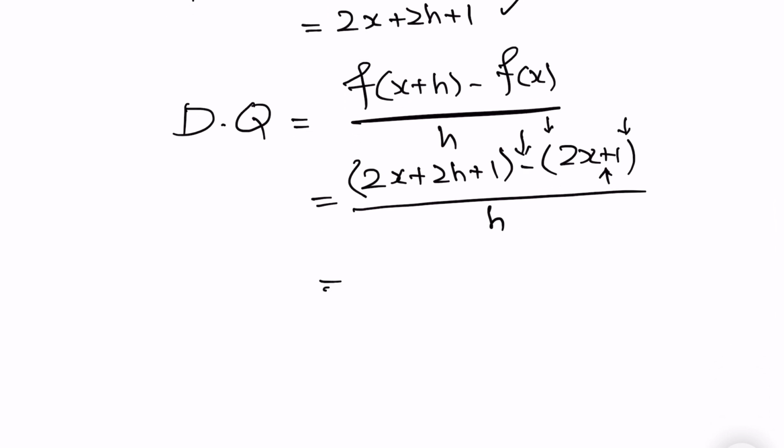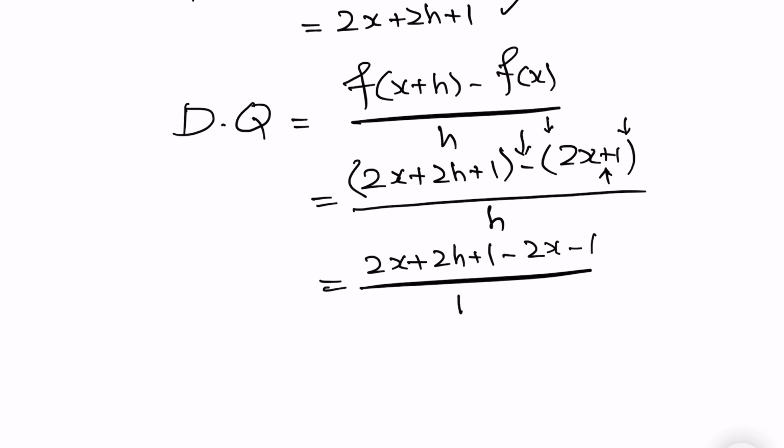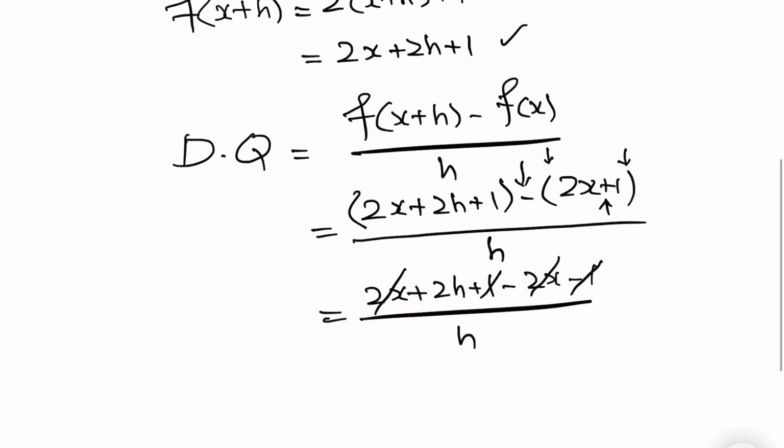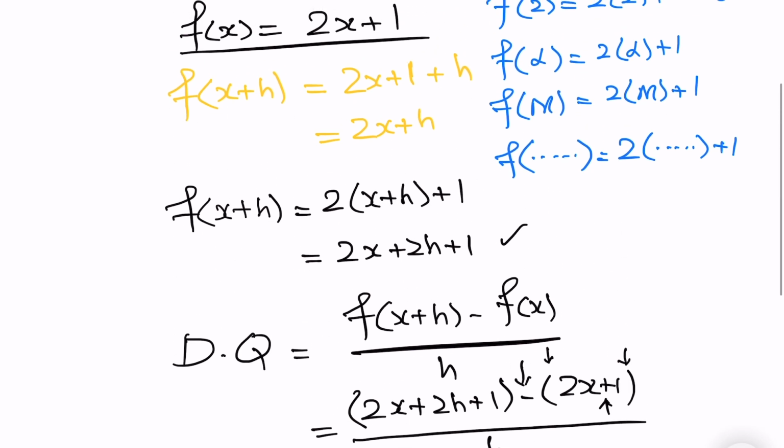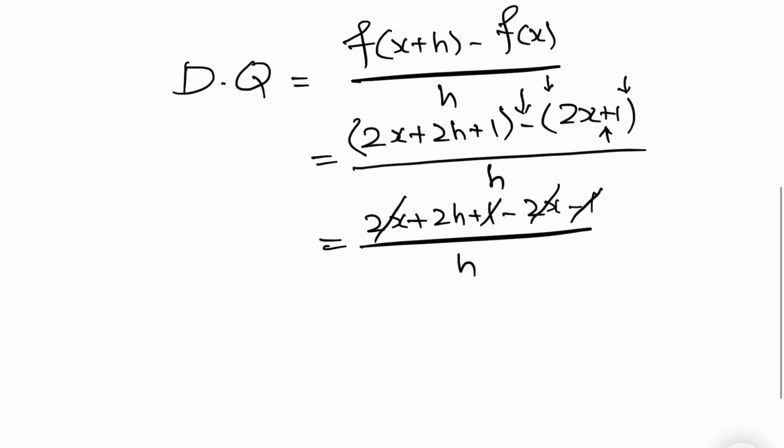Now we can simplify, and we get 2 times x plus 2 times h plus 1 minus 2 times x minus 1, divided by h. The function of x will always be cancelled out. Our function of x is 2x plus 1, so it must be cancelled out completely. So this is going to be 2 times h divided by h. Now you can see that h can be cancelled out and your answer is 2.